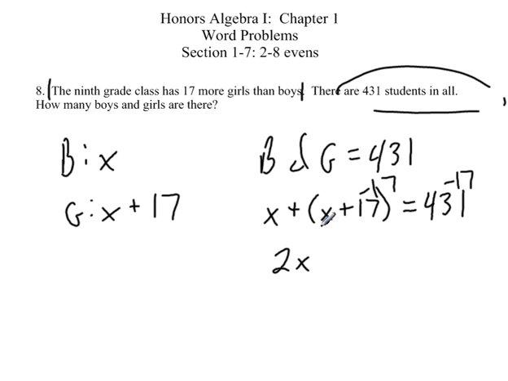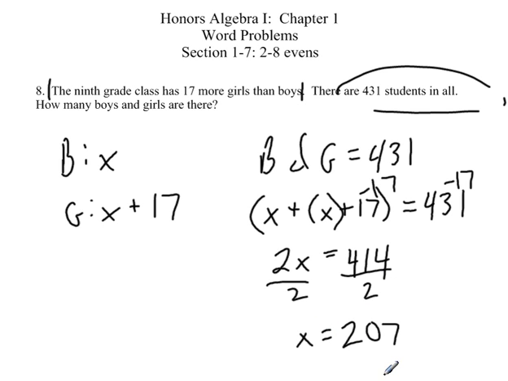Now the parentheses here are simply denoting this expression. They're not creating an order of operations problem, due to the commutative property. I can regroup x plus x and leave 17 outside of parentheses. So I'll go ahead and move 17 over. So 2x equals, and if I do 431 minus 17, I'm going to get 414, I believe. Divide both sides by 2, and x will be half of 400 is 200, half of 14 is 7, so x is 207.